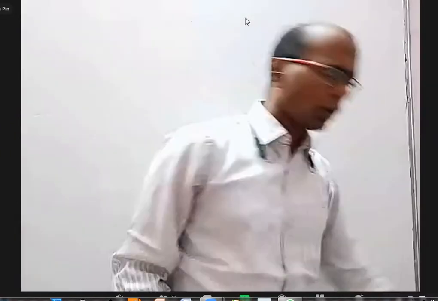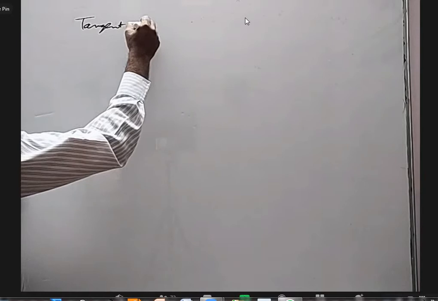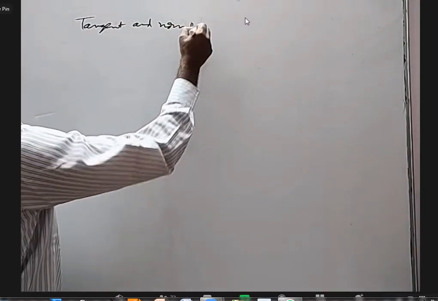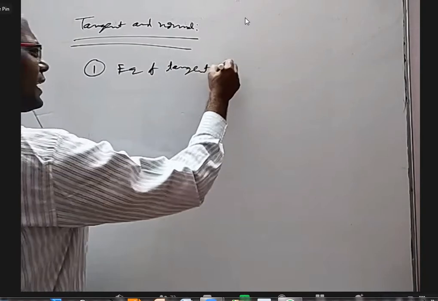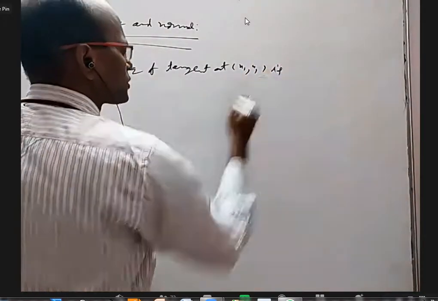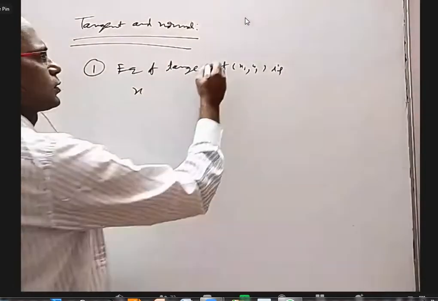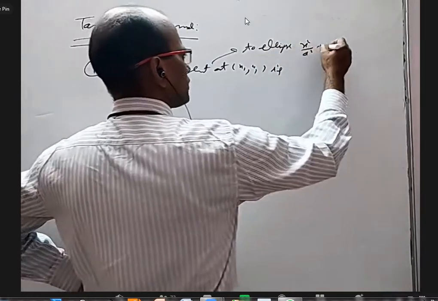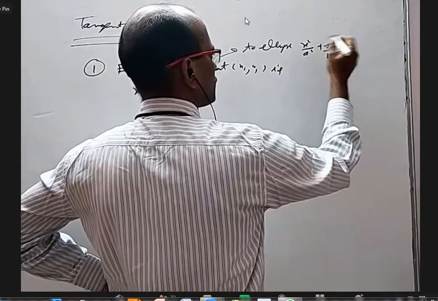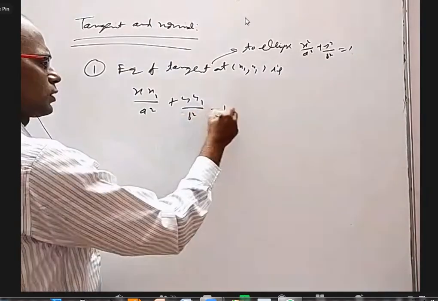But anyway, we have to write the equation of normal, so I better write it. Okay, fine. So just put a side heading, tangent and normal. Equation of tangent at x1, y1 is, of course, for the standard ellipse, I want to write the equation of tangent to ellipse x square by a square plus y square by b square equal to 1 is xx1 by a square plus yy1 by b square minus 1 equal to 0.